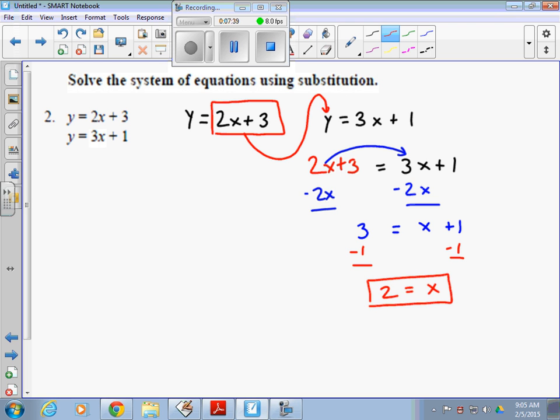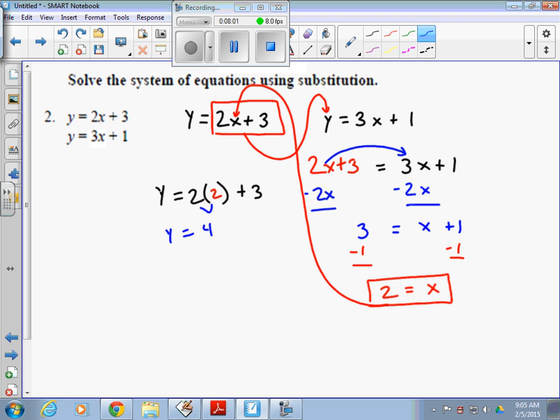Now you have a value for x, not an expression. Take that value for x, 2, and put it back into the other equation in place of x. So y equals 2 times our new value for x, plus 3. Our new value we just found, x's value, is 2. So y equals 2 times 2 is 4, plus 3, y equals 7. Written as an ordered pair, x comma y, (2, 7) is the solution.